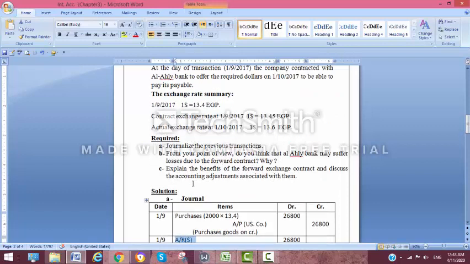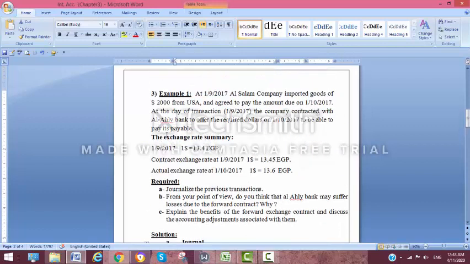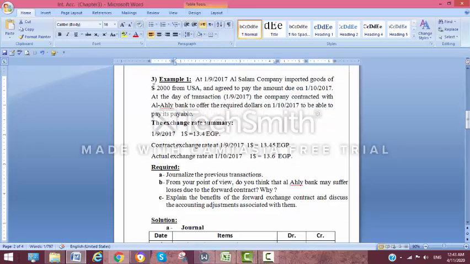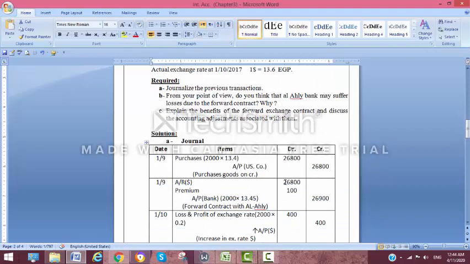Now you need to make the transfer from American dollar to Egyptian pounds. So 2,000 dollars multiplied by the rate on the same day of the transaction, 1 September, when 1 dollar equalled 13.4 Egyptian pounds. So 2,000 multiplied by 13.4 equals 26,800 Egyptian pounds.